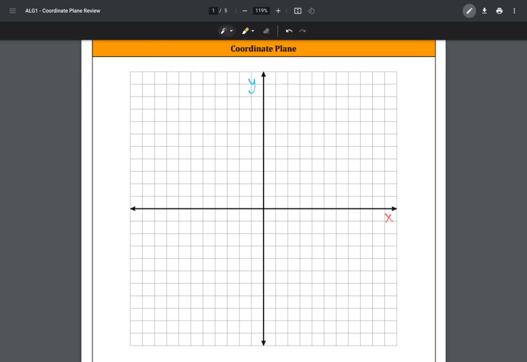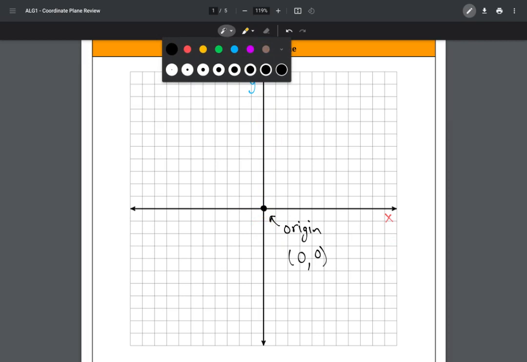Now, where both axes intersect, here in the middle, this point is specifically called the origin, and it has the coordinates 0, 0. We'll talk about what coordinates mean in a moment, but basically, whenever we start counting on the coordinate plane, 0 is always going to be where the x and y axis intersect.